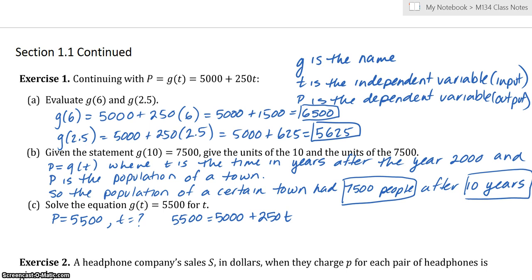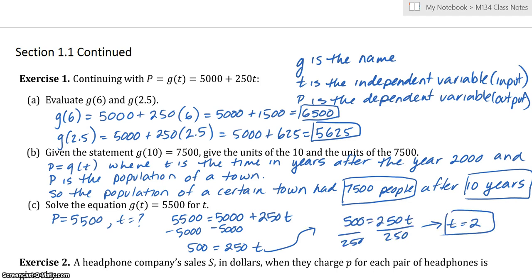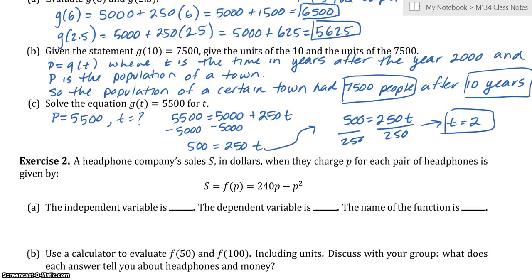We learned how to solve that in the last section. What we're going to do is subtract, since it says add, and I always do the subtraction first. And then I get 500 equals 250t. I'm going to divide both sides by 250. So t is equal to 2, which if we look at the page before, you'll notice the chart. When t is 2, the population was 5,500. So it does work. Okay, so we've done that together.